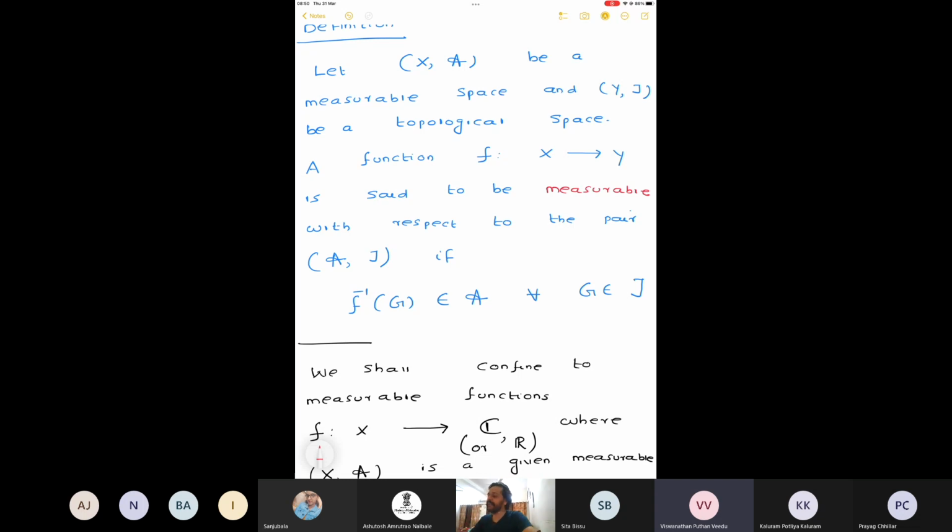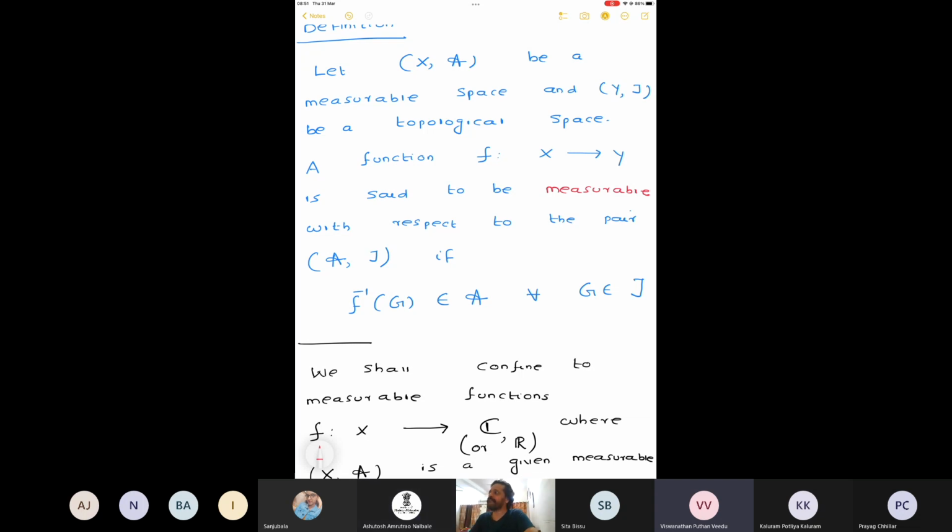In that case, my definition would be: a function from a measurable space to a measurable space is said to be measurable if it pulls back every measurable set in the codomain into a measurable set in the domain. Is that okay? Yes, sir. So in particular, if you have a continuous function from R to R, do you see that it will be measurable?